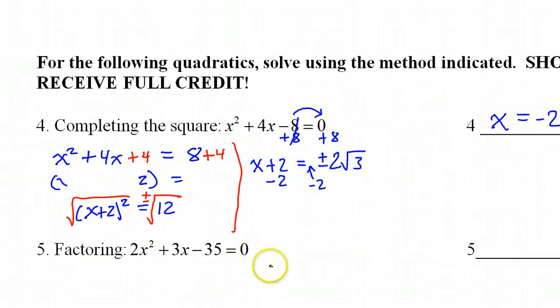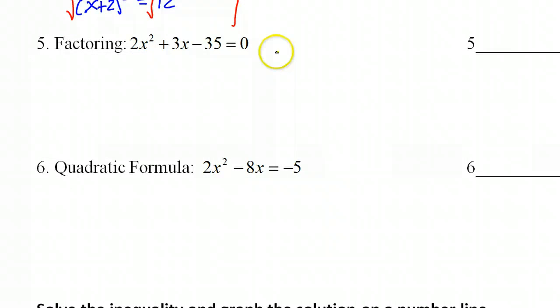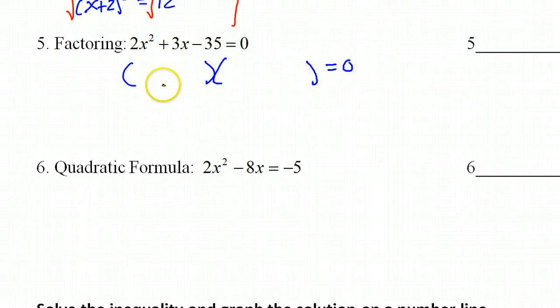Okay, number 5. This one we are supposed to solve by factoring. Okay, so let's factor this. So 2x squared, we look at that first. That will only factor as 2x and x, so done deal. Looking at the 35, it could be 5 times 7, or technically it could be 1 times 35. But most likely it's going to be the 5 and the 7. Now, it might be 5, 7, or it could be 7, 5.